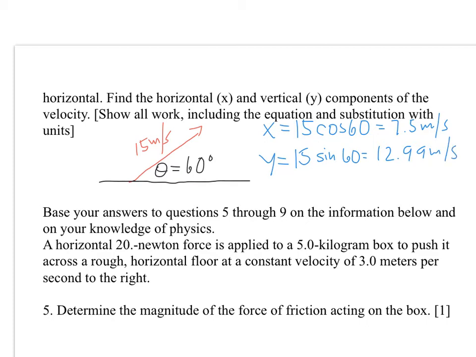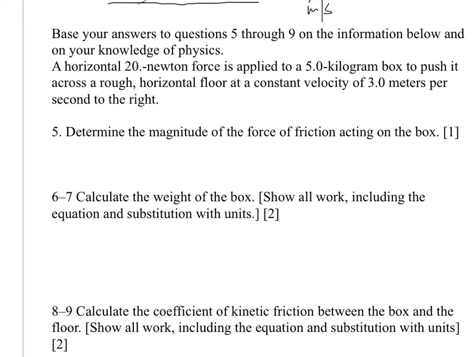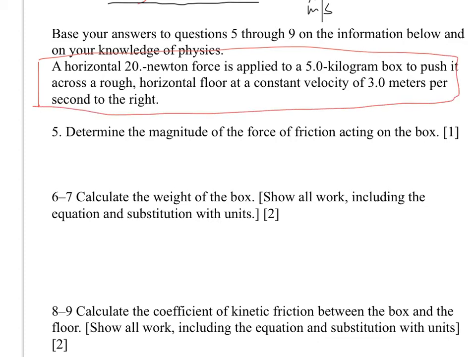Alright, so if you show it like this, let me be more precise here about the units. Make sure you include meters per second here next to the 15, and your little degree sign here for each of the angles, and there we go. The x component is 7.5 meters per second, the y component is 12.99 meters per second. Okay. So the information given here will help us for numbers 5 through 9.